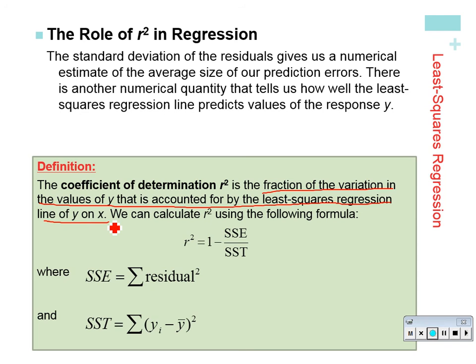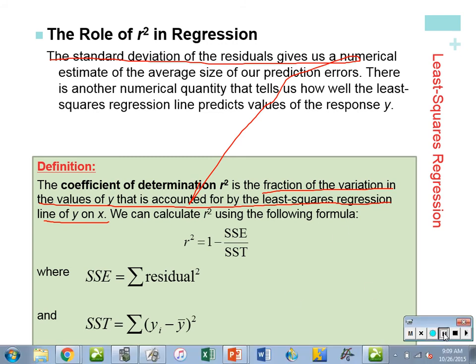So just remember that whenever you're gathering data, data has variability, and the less variability that a data set has, the more accurate your predictions tend to be because of that. When we're talking about the standard deviation of the residuals, that gives us a numerical estimate of the average size of the prediction errors. The other thing that we're going to use to go over prediction errors is this value of r squared.